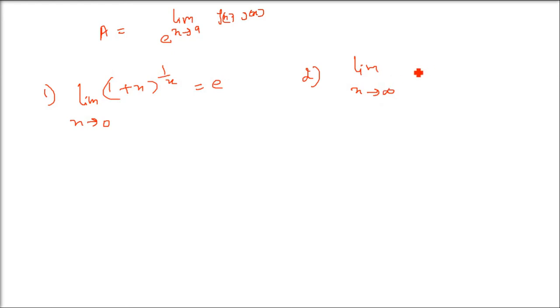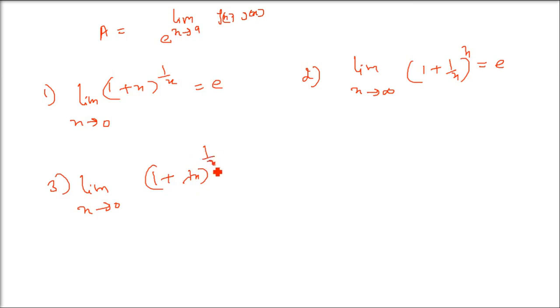Second, the limit as x tends to infinity of 1 plus 1 by x to the power x is going to be e. There is one more: the limit as x tends to 0 of 1 plus lambda x to the power 1 by x is e to the power lambda. Lambda can be any constant. There is one more: the limit as x tends to infinity of 1 plus lambda by x raised to the power x is equal to e to the power lambda. So these are certain standard results for evaluation of the 1 to the power infinity form.